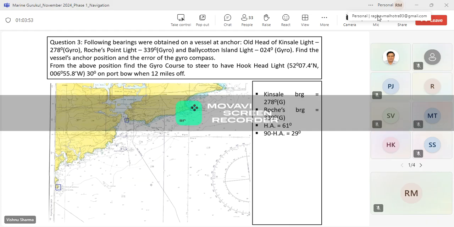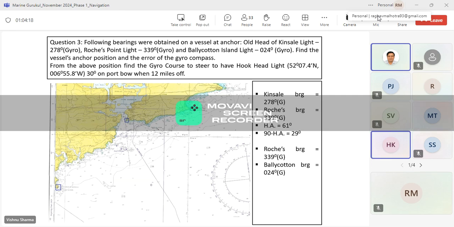Now, what is the horizontal angle between Roche's and Ballycotton? 45. He says 45. Is he right? Yes, sir. 45 is correct. What do you mean by minus 45? There's nothing like minus 45. That will be on the other side.